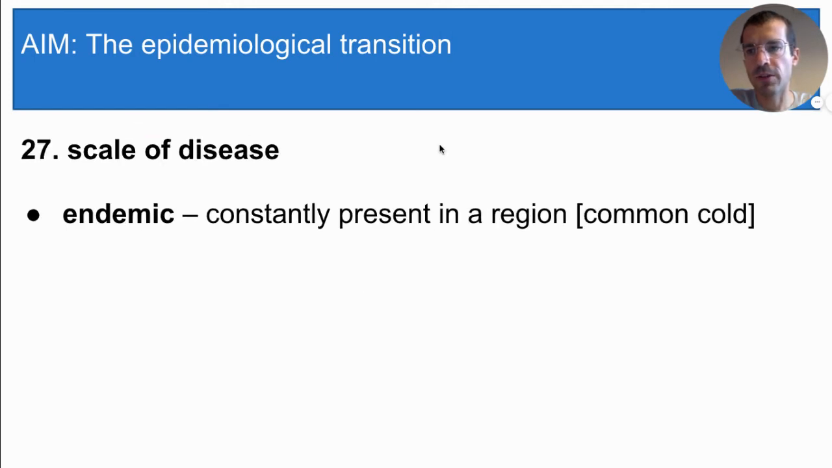Now let's look at some terms that we use to describe the scale of disease. Remember, scale means the scope or extent of something. Endemic means that a disease is constantly present in a region. For example, the common cold is endemic to New York. It is always around, especially in the wintertime. Diseases like malaria, meanwhile, are endemic to tropical areas.